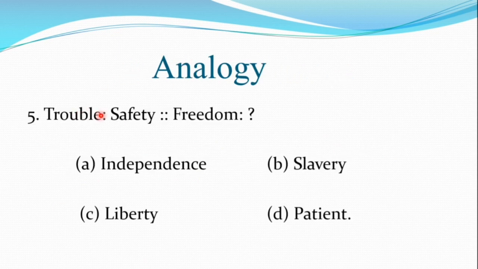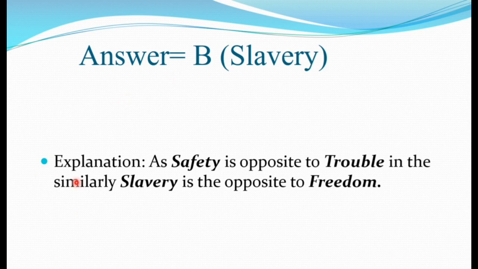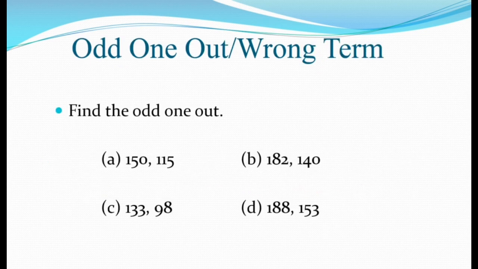Next question. Trouble, safety, freedom, question mark. So, here's the option for you. A, independence, B, slavery, C, liberty, D, passion. Okay, the correct answer is option B, slavery. As safety is opposite to trouble, in the same way, slavery is the opposite of freedom. So let's move on to the next question.